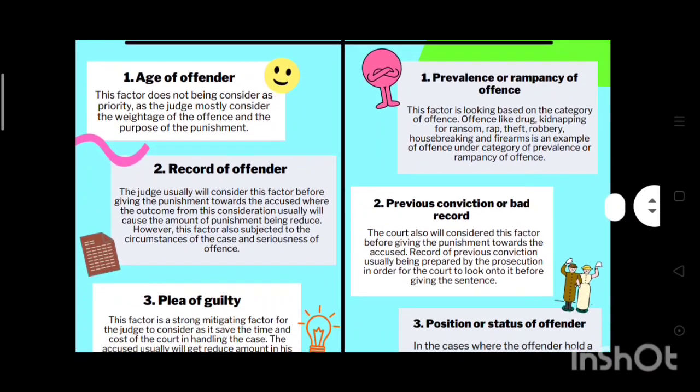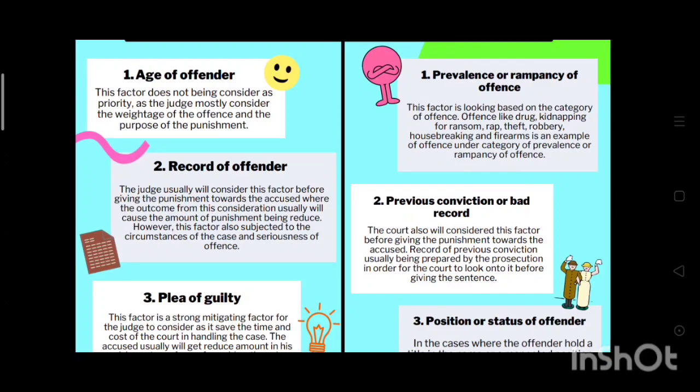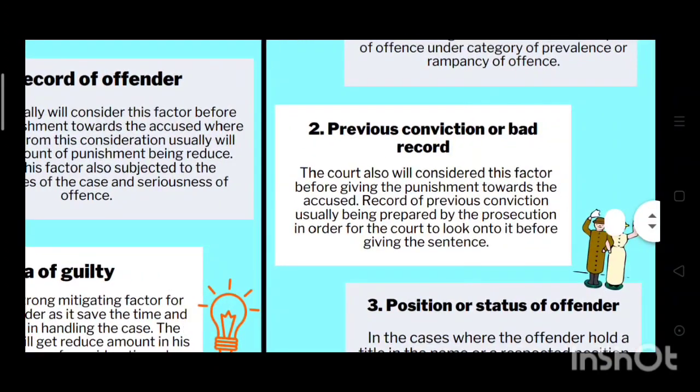The second aggravating factor is previous conviction or bad record. The court also will consider this factor before giving the punishments toward the accused. Records of previous conviction are usually prepared by the prosecution in order for the court to look into it before giving the sentence. This can be seen in the case of Public Prosecutor against Jafar bin Daud, where the learned judge opined that, in looking into the previous conviction of the accused, the court will first make a consideration in regards to the similar nature of the previous and current offence.